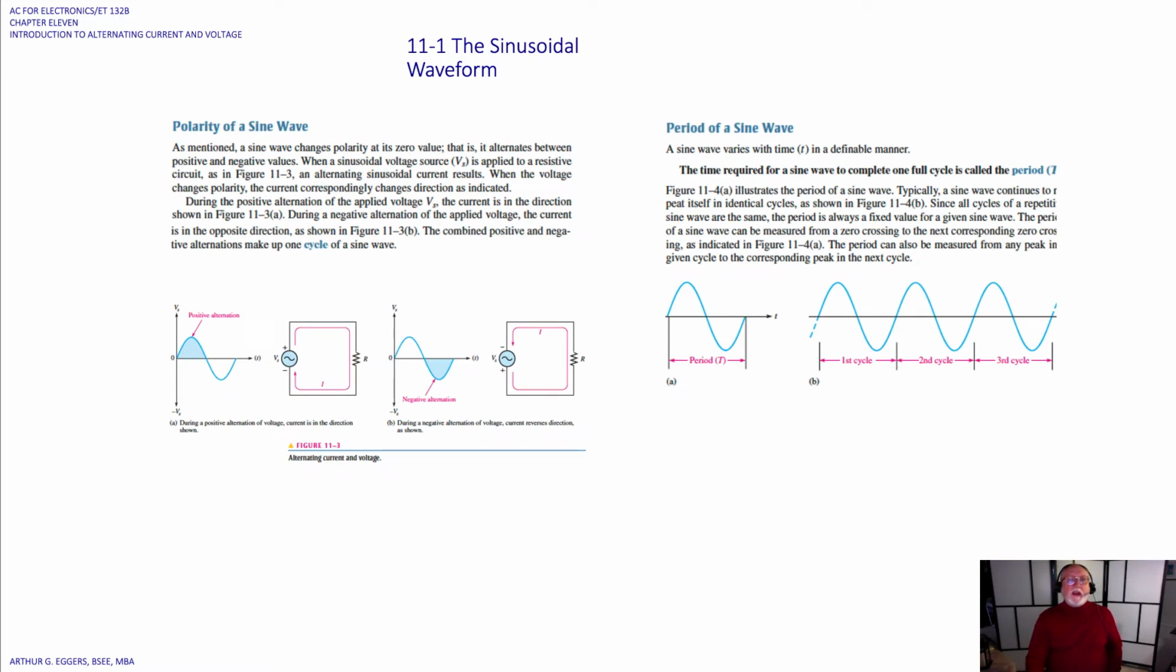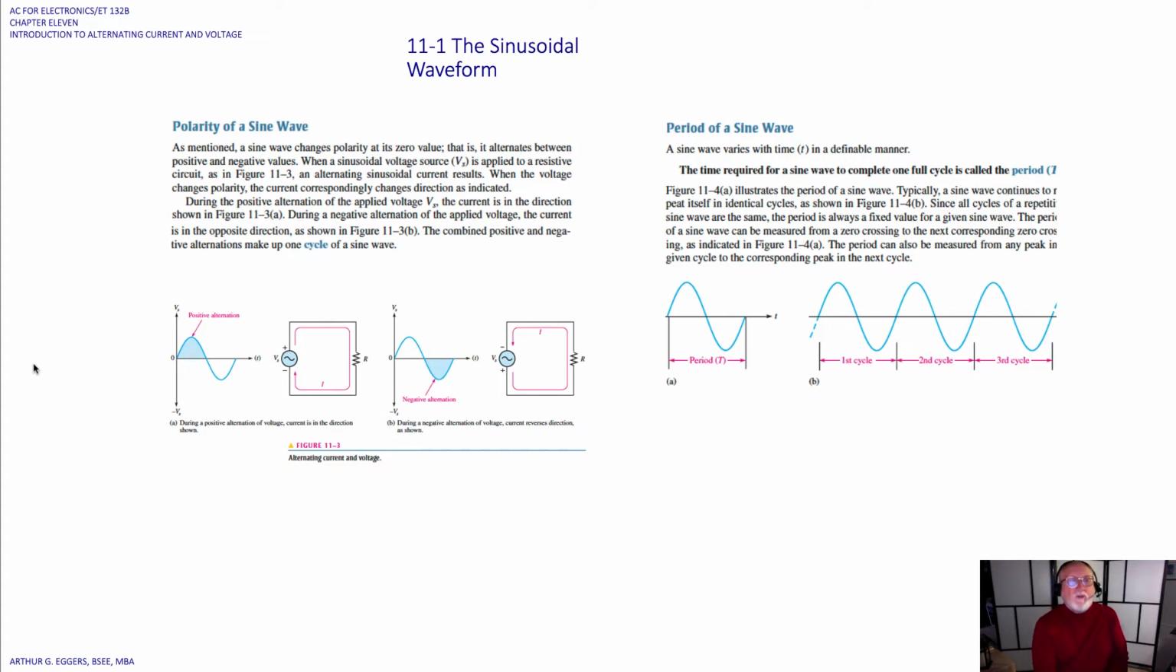We can see here the polarities of the sine waves and the period of the sine waves. The polarity of the sine wave, the shaded top portion here, becomes the positive alternation. The negative portion, shaded, becomes the negative alternation. And you can see by the schematic diagram to the right of each of those that there is a direct relationship to the direction that the current is flowing, in this case looking at the current through a resistor.